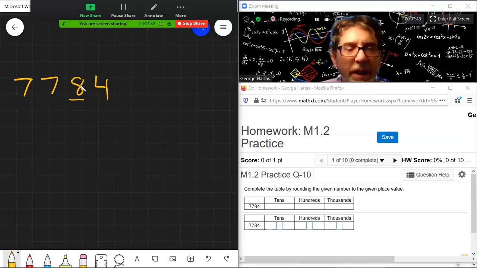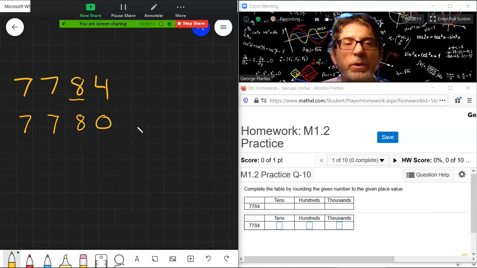So take the 8 and just keep it and bring it down like this. Now, anything to the left of the underline, take those numbers and bring them down just the way they are. Any number to the right of the underline, convert to 0. So this is the number 7784 rounded to the nearest tens.